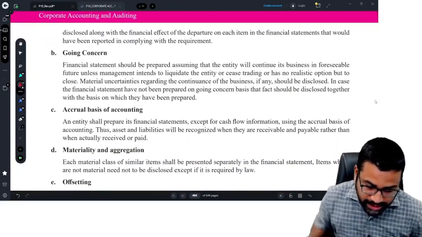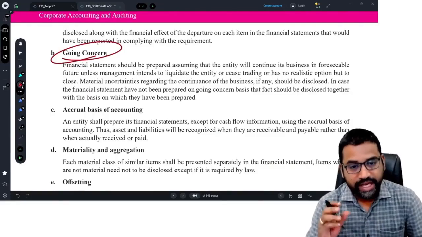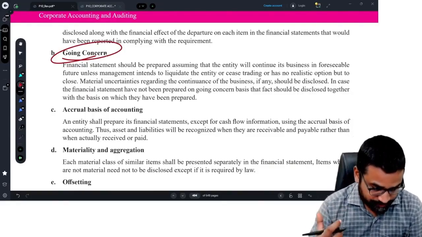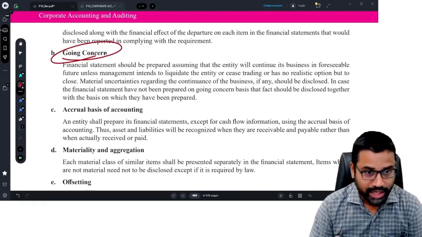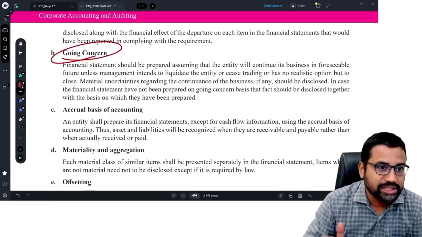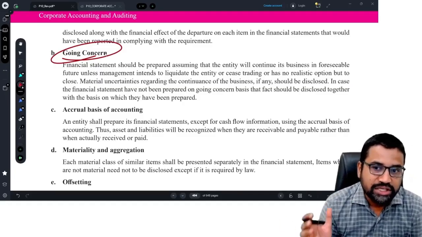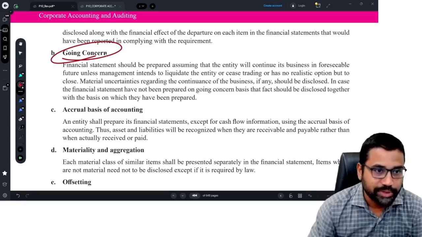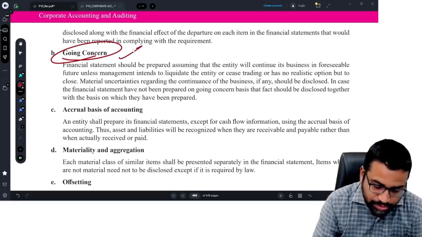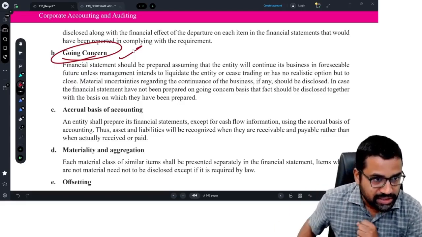Now, second one, going concern. Another feature the financial statement should have is going concern. That means when you prepare financial statements, you make an assumption that the organization will continue for the foreseeable future. It has neither the intention nor the necessity to curtail its operations. So, keeping going concern in mind, you should prepare financial statements.